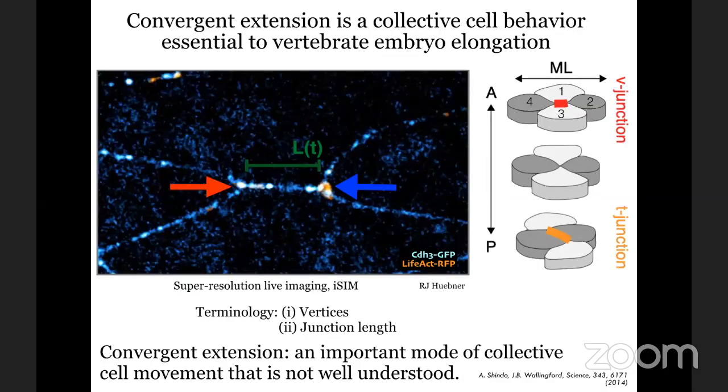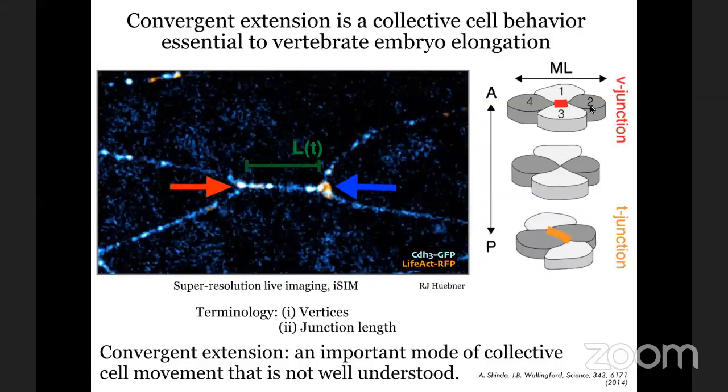So we want to understand how cell behaviors contribute to the elongation of the embryo. And I'll be focusing on this collective cell behavior called convergent extension. A simplified picture of the convergent extension behavior is given in the cartoon on the right here, where what is shown is a cartoon of 4 cells, and the junction between them is labeled. This is what we'll call the V junction. I'll call it the cell-cell interface.